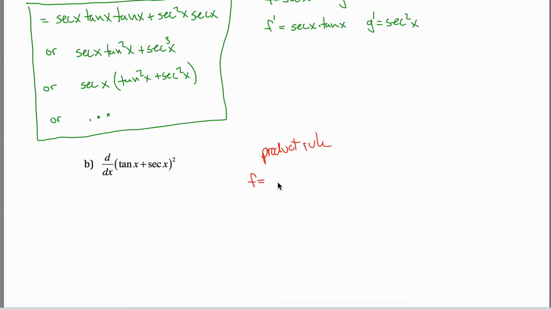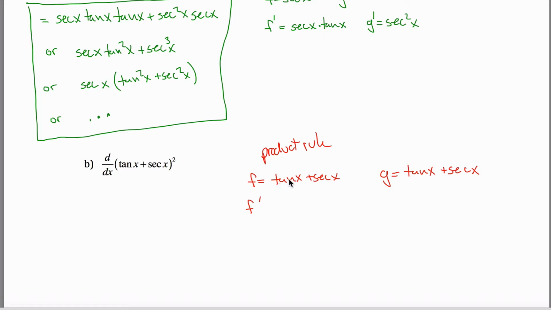Playing the role of f is tangent of x plus secant of x. And the role of g is actually also tangent of x plus secant of x, because really when I'm squaring something, I'm multiplying it by itself. So what I've got to figure out are these derivatives.